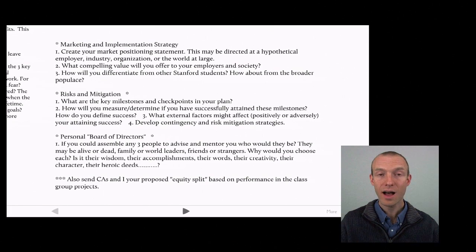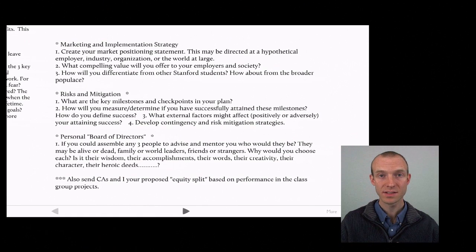They might be dead or alive, world or family leaders, friends or strangers, but I would encourage you to pick people who you might actually reach out to and who might actually serve as a mentor to you in your career over this next stage.